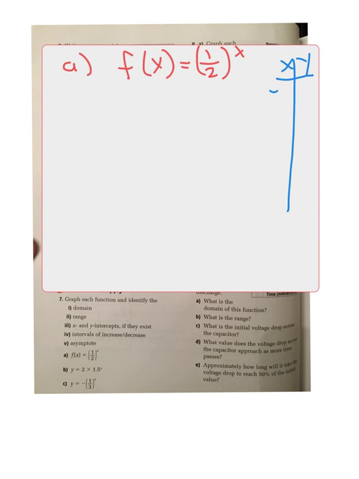So we'll do our usual -3 to +3, and we'll find some answers. Start off with 0 first, the easiest one. If x is 0, 1/2 to the 0 is 1. 1/2 to the 1 is 1/2. 1/2 squared is 1/4. And 1/2 cubed is 1/8.